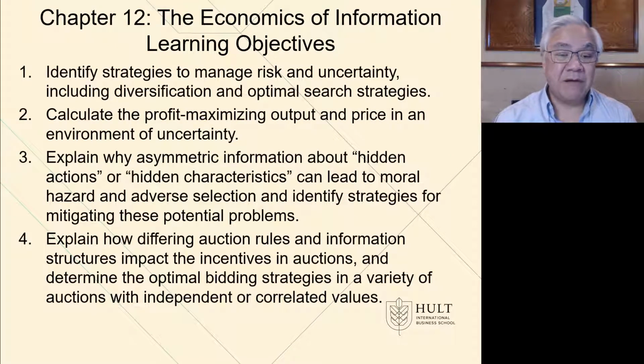Summarizing Chapter 12, we looked at different strategies to manage risk and uncertainty using statistical measures and looking at optimal search strategies. We calculated the profit maximizing output and price in an environment with uncertainty. We explained why asymmetric information structures and incentives matter. We saw how bidders construct their optimal strategies and what types of actions are dictated by either information that is independent or correlated/affiliated.